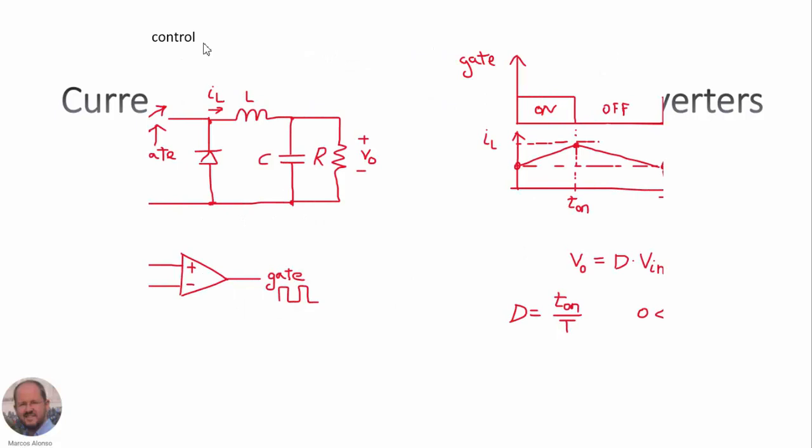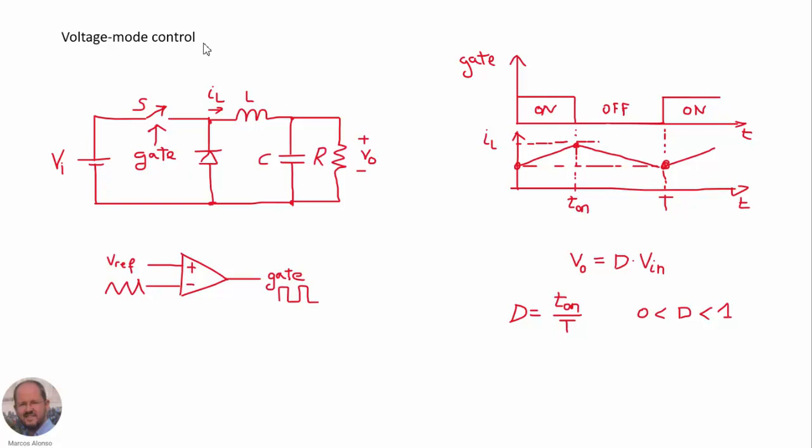We know very well the operation of DC-DC converters under voltage mode control. Here we have the buck converter, in which we are controlling the switch of the converter using a comparator as shown here. In this comparator, we are comparing a reference voltage with a triangular waveform, and we are generating a gate signal with pulse width modulation, so we can control the duty cycle of the switch.